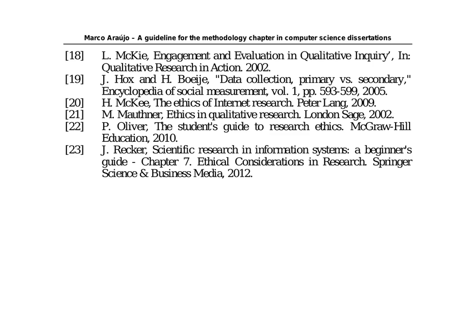In terms of data collection, the authors stress the need for ethical considerations, referencing McKee's 2009 work on the ethics of Internet research. They also draw upon Mauthner's 2002 and Oliver's 2010 research on ethics in qualitative research and research ethics, respectively. Additionally, they cite Recker's 2012 Guide to Scientific Research in Information Systems, which includes a chapter on ethical considerations in research. The authors provide a detailed outline for the methodology chapter, comprising four main sections: research design, data collection, data analysis, and ethical considerations.